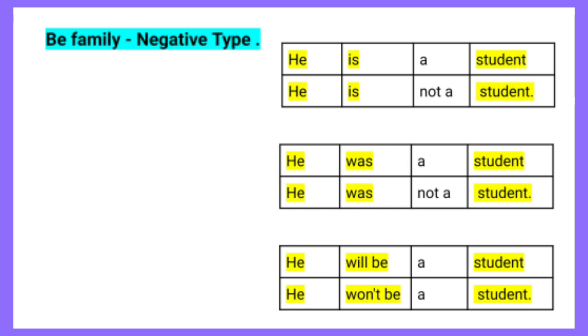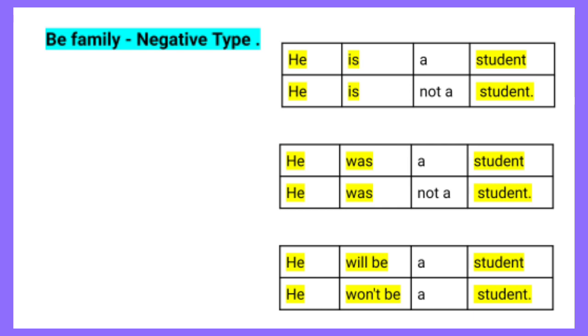So we have to understand that we have to add not for what? Yes, for making the negative form of the sentence. Okay, you know, is not, was not, will not.